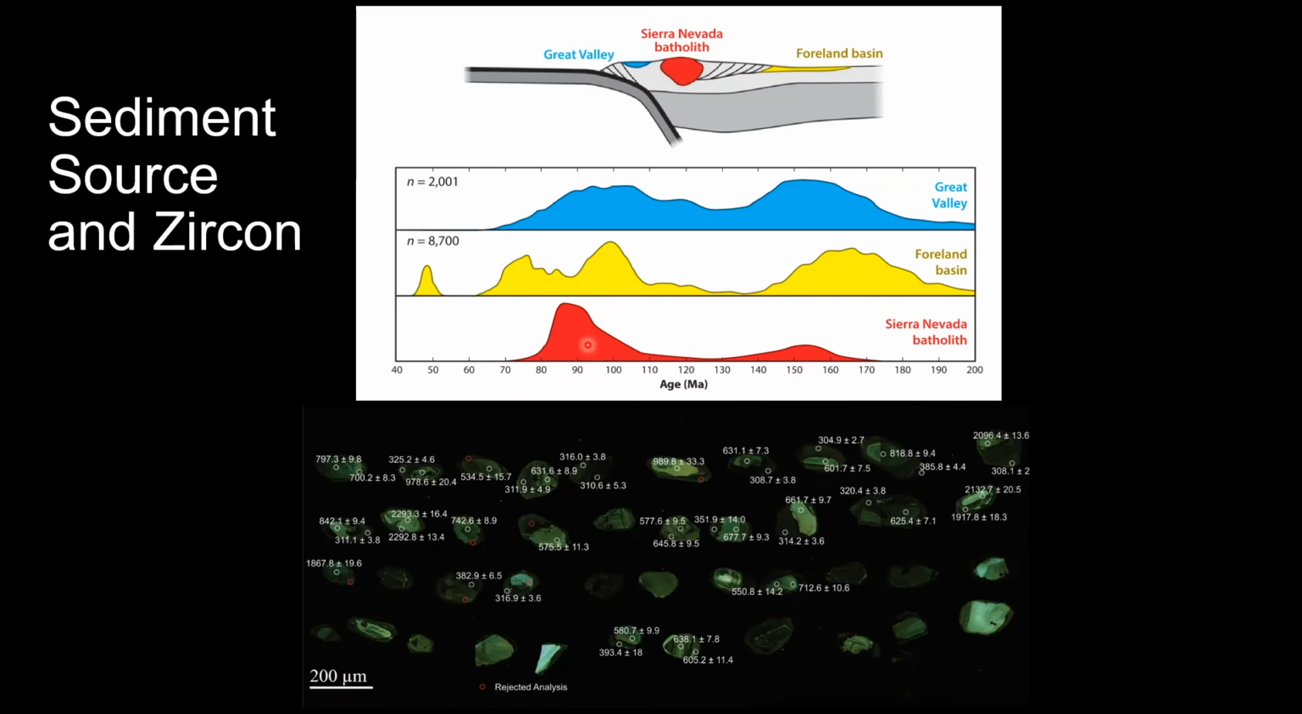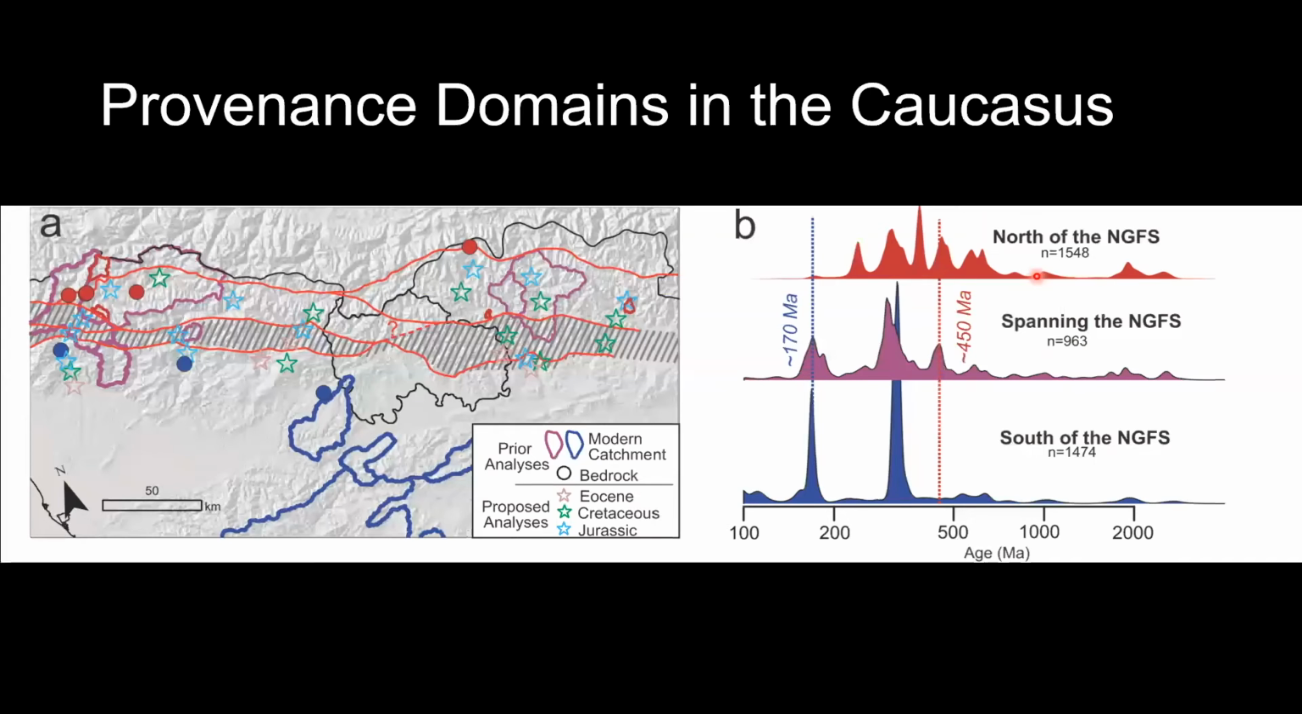And so if you have a rock and you don't know where it came from, you can get a distribution like this of ages and then compare it to these known sources in order to figure out ultimately where it came from. So in the Caucasus, this is ongoing work. We haven't totally solved this problem, but broadly speaking, we see a shift in zircon provenance from rocks that are north of this set of red faults that we call the North Georgia Fault System, or NGFS, and rocks that are to the south of this fault system.